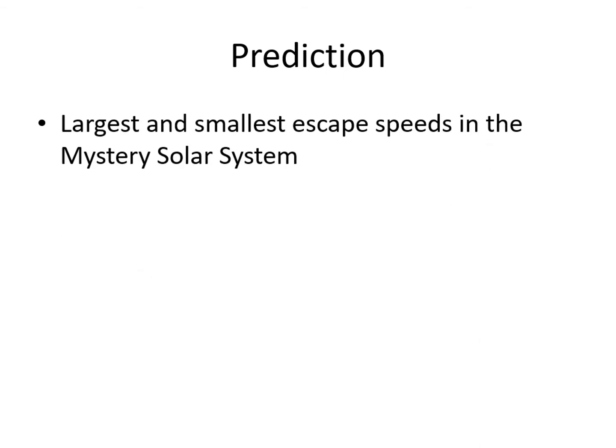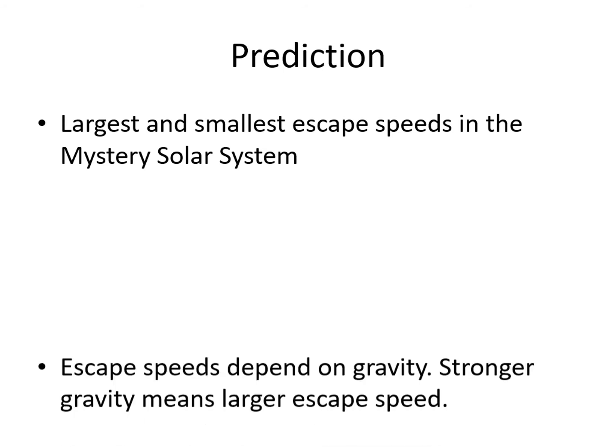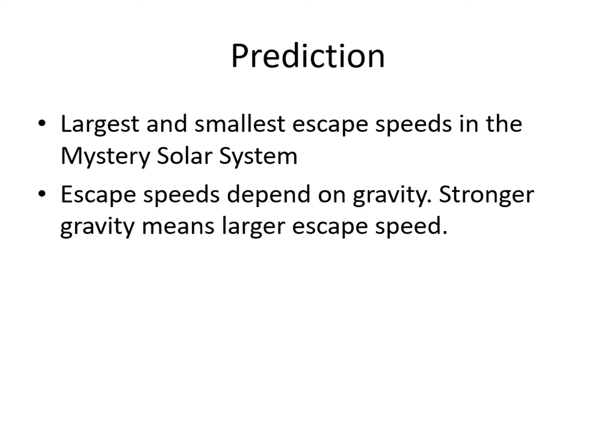This question asks us to predict which planet in the Mystery Solar System will have the highest escape speed and which will be lowest. Notice that it doesn't say inner or outer, so you should be looking at the entire solar system this time. Remember that the escape speed depends on the planet's gravity. The stronger the gravity, the larger the escape speed should be. So look back on what we did to discuss gravity and weight earlier in the course, and use that to help you decide which planets to predict here.